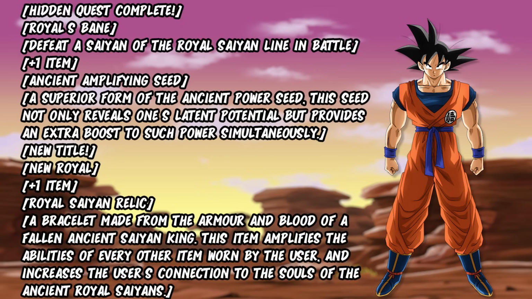Hidden quest complete, Royal's Bane. Defeat a Saiyan of the Royal Saiyan line in battle. Plus one item, Ancient Amplifying Seed. A superior form of the Ancient Power Seed, this seed not only reveals one's latent potential but provides an extra boost to such power simultaneously. New title, New Royal. Plus one item, Royal Saiyan Relic. A bracelet made from the armor and blood of a fallen ancient Saiyan king. This item amplifies the user's connection to the souls of the ancient Royal Saiyans.